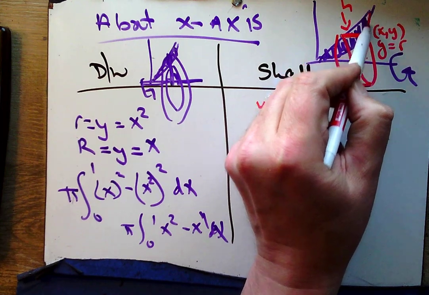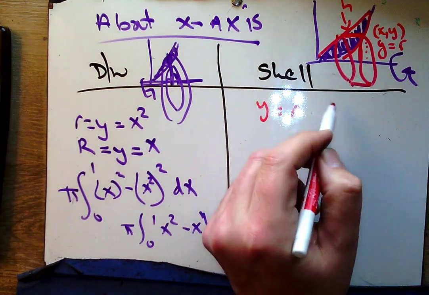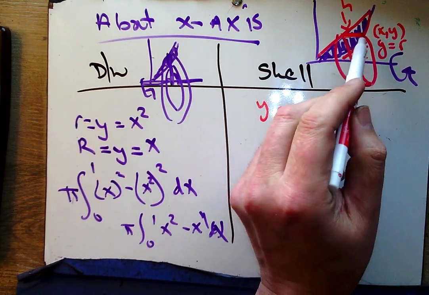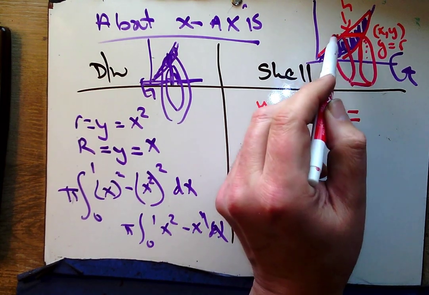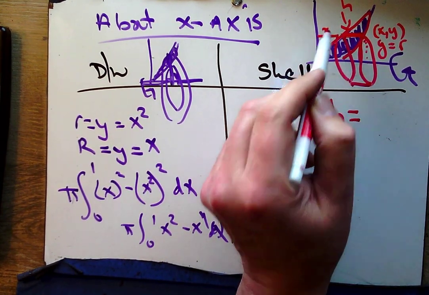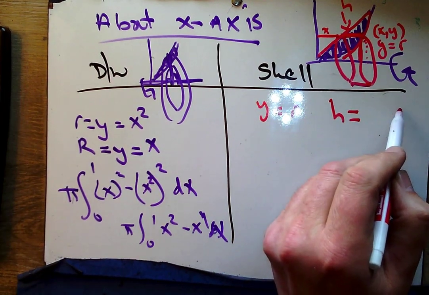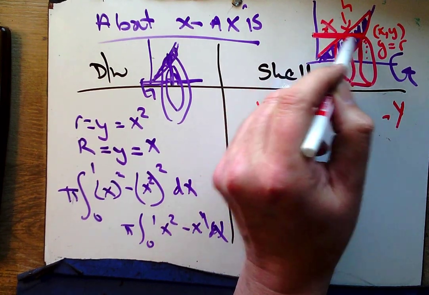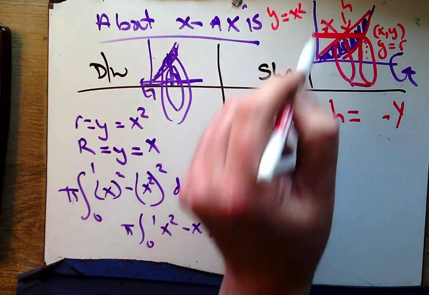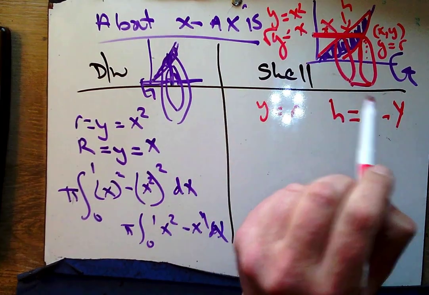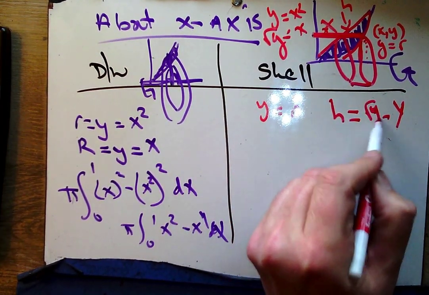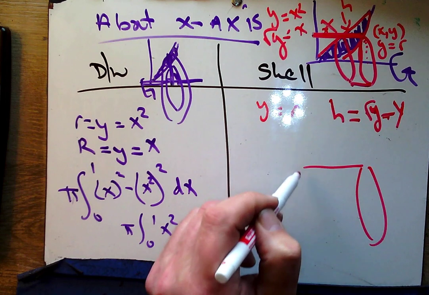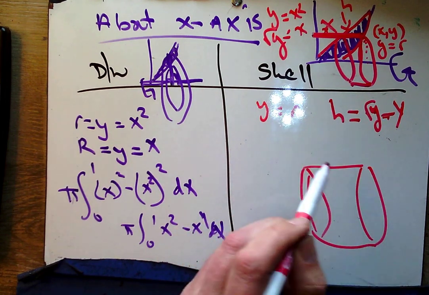And my height comes from right minus left. h equals, the right is this x value, and the left is this x value. Well, that's the x from x equals y. But this distance, this is the x that goes with y equals x squared. So that must be square root of y. So I have square root of y minus y as the height. I know you want me to say that again. Okay, there we go.